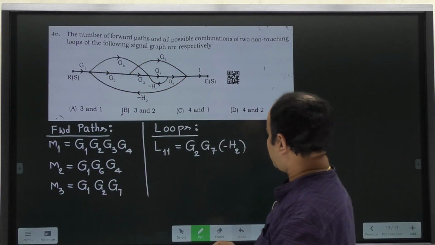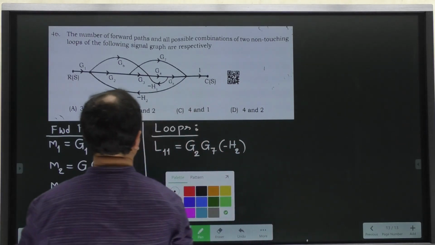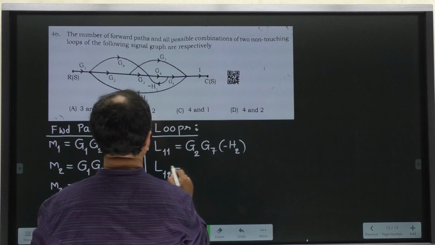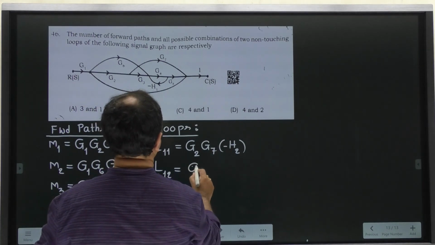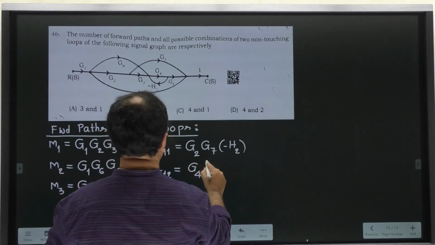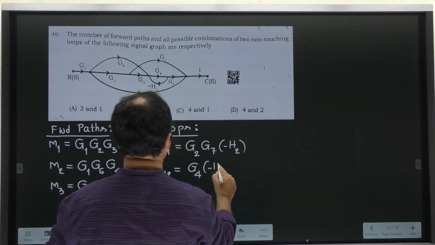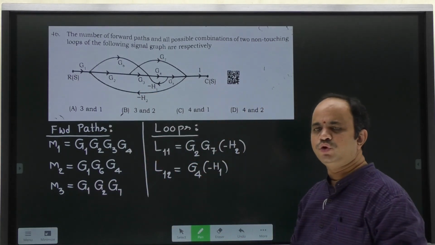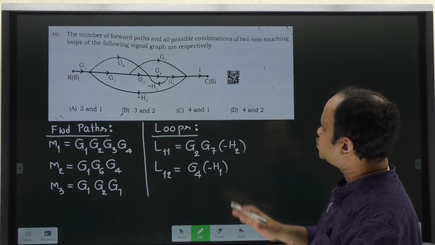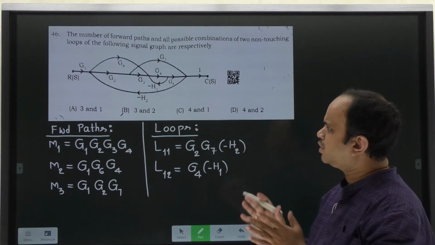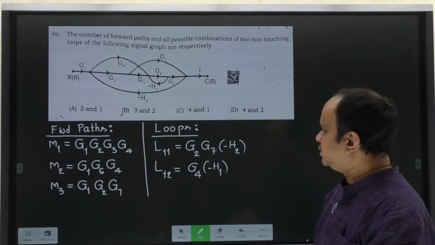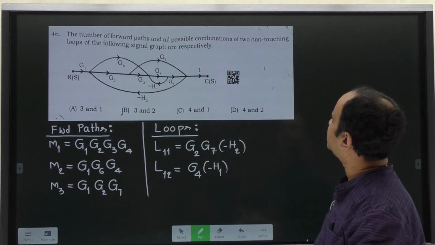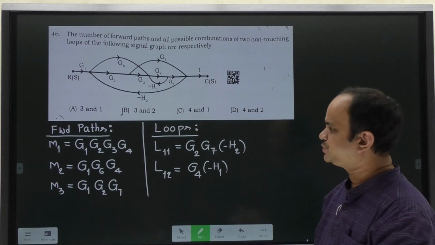Now another loop, let us use symbol L12, is G4 minus H1. Okay, so these are the two individual loops. Of course these two individual loops are not having any common node. Therefore these two itself are one combination of two non-touching loops.